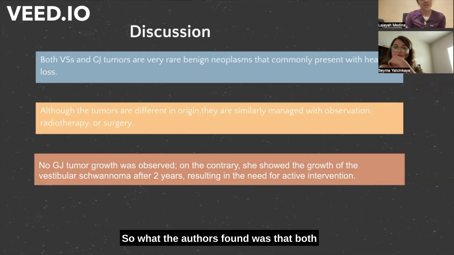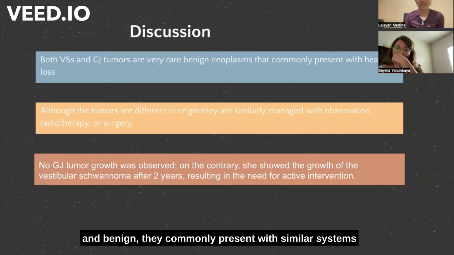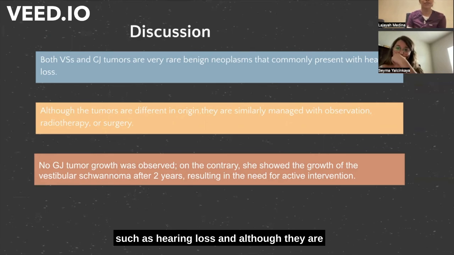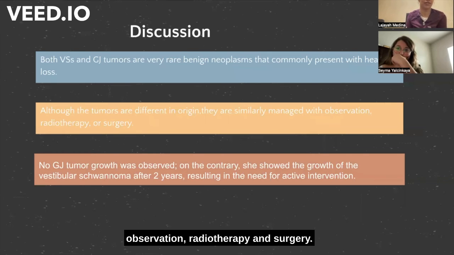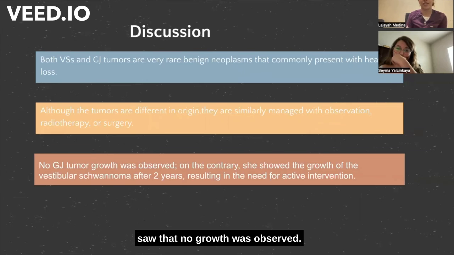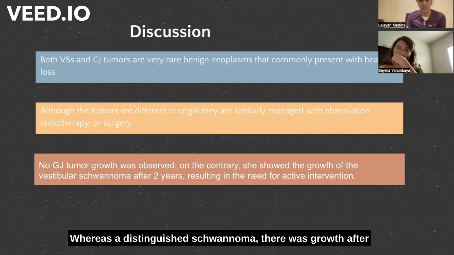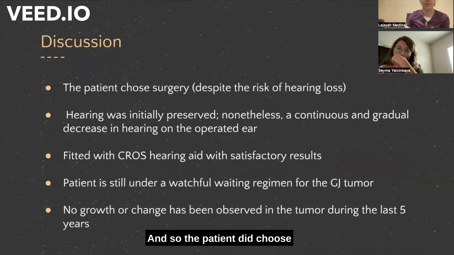So what the authors found was that both the vestibular schwannoma and jugular tumors, although rare and benign, commonly present with similar symptoms such as hearing loss. And although they are from different origins, they are subject to similar management: observation, radiotherapy, and surgery. But with the jugular tumor, no growth was observed, whereas the vestibular schwannoma grew after 2 years, and because of that growth, there was a need for active intervention. And so the patient chose to go ahead and undergo surgery.